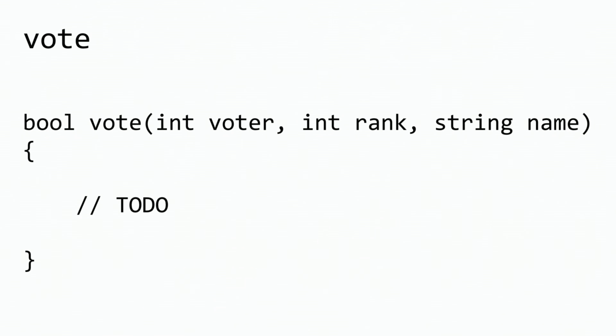The vote function takes 3 arguments: an integer called voter, representing which number voter is currently voting. It also takes an integer called rank, representing which rank the voter is currently trying to indicate a preference for. Rank 0 meaning their top preference, rank 1 meaning their next preference, so on and so forth. And finally, the function takes in a string called name, indicating which candidate they're currently trying to vote for.